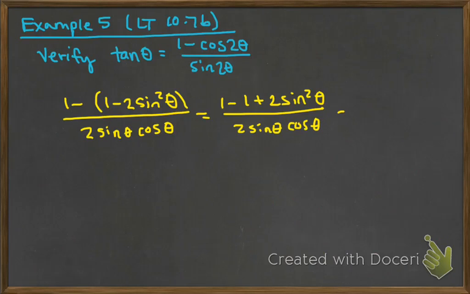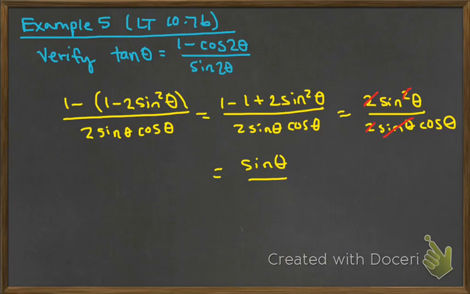So then on top, my 1's cancel, leaving me with 2 sine squared of theta all over 2 sine of theta cosine of theta. Since I do have 2's on both top and bottom, those 2's cancel. I also have a sine squared, which remember is the same thing as sine times sine. So one of those sines will cancel with the sine on the bottom, leaving me with a sine on top over a cosine, and then we know by our tangent identity that sine over cosine is tangent. And that's what we were looking for, so we are now done with this problem.